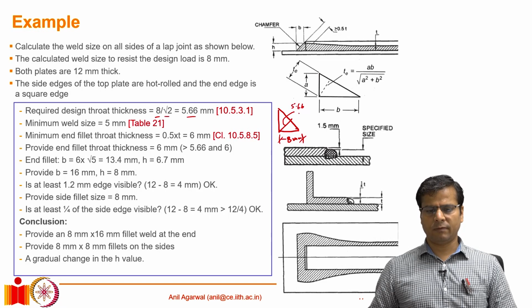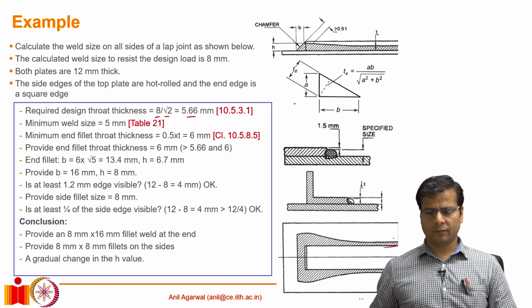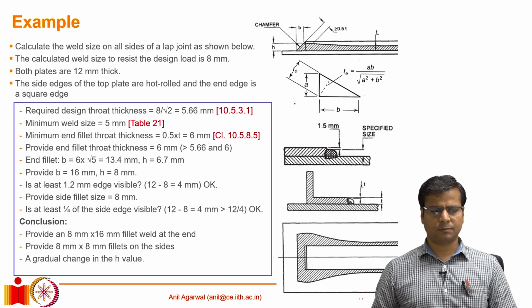So wherever we provide a weld, in order for it to be able to resist the required load, we need to have a throat of at least 5.66 millimeters everywhere. So all around this plate, the throat thickness should not be less than 5.66 millimeters.